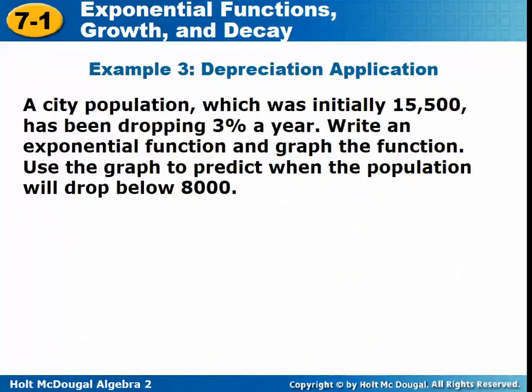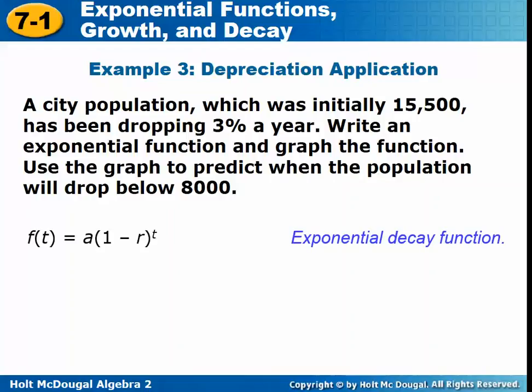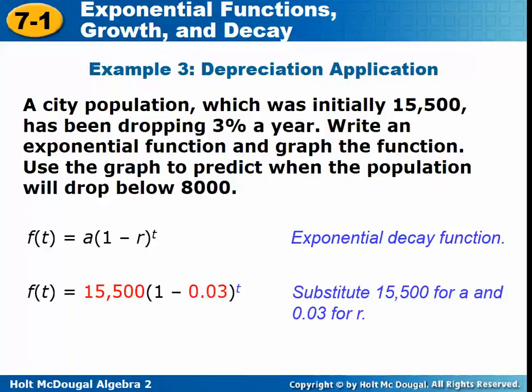A city population which was initially 15,500 has been dropping 3% a year. So write an exponential function and graph the function. Now they want to know when it is going to drop below 8,000. This time it's an exponential decay. So you fill in your values, but this time you use the model 1 minus r. And when you simplify, you'll get 0.97. You'll get a value less than 1.